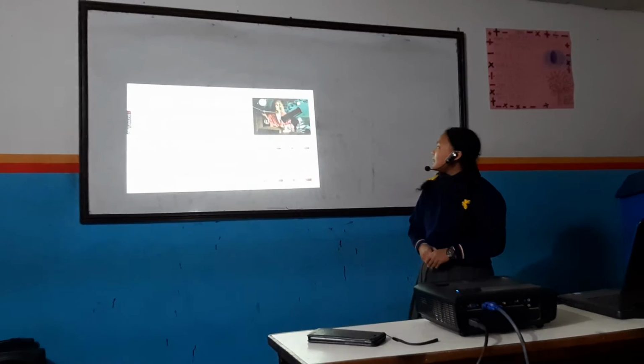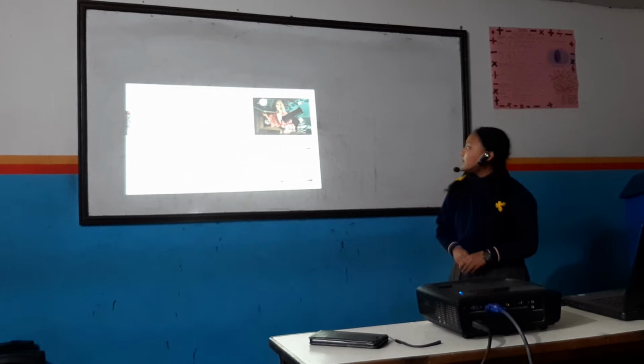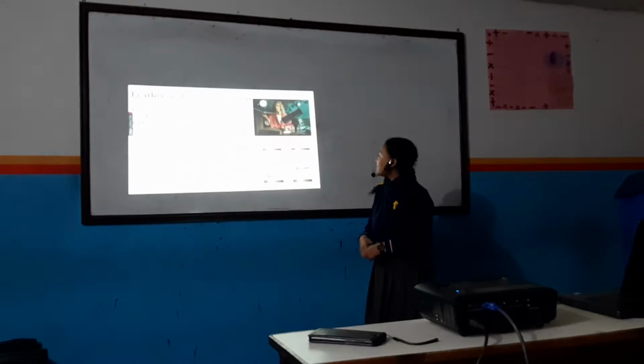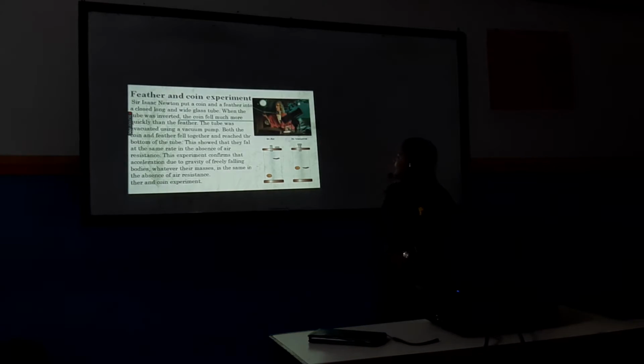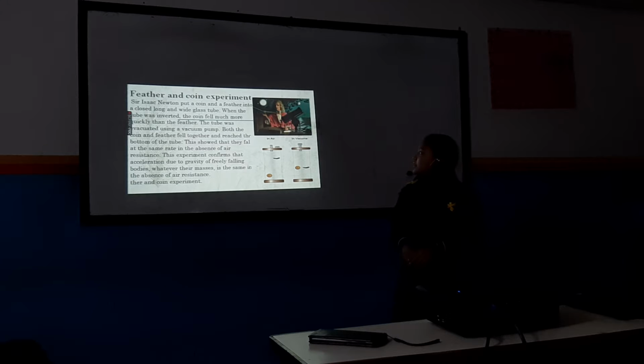Feather and coin experiment. Sir Isaac Newton put a coin and a feather into a closed, long and white glass tube. This figure contains air, and this one contains vacuum. When the tube was inverted, the coin fell much more quickly than the feather. The tube was evacuated using the vacuum pump. Both the coin and feather fell together and reached the bottom of the tube.